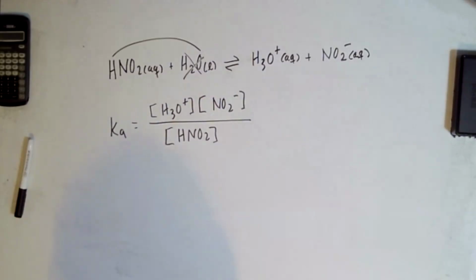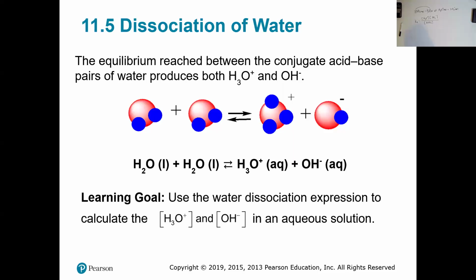So let's take a look at the next part, which is talking about water specifically and what's happening with the dissociation of water. We're going to be able to use what happens with water to help us figure out how acidic or basic a solution is. We're talking about acids and bases here, so we need to be able to figure out how acidic or basic a solution is.